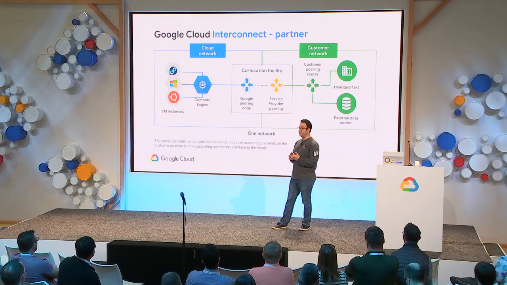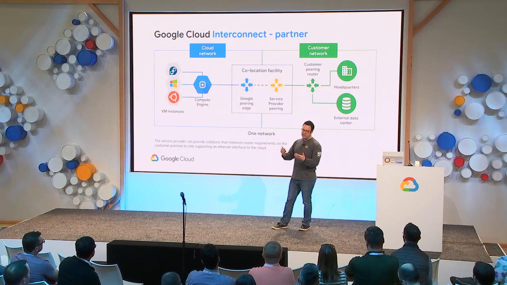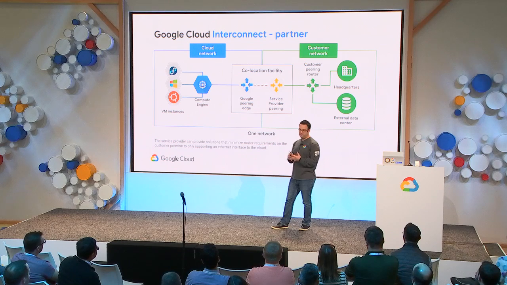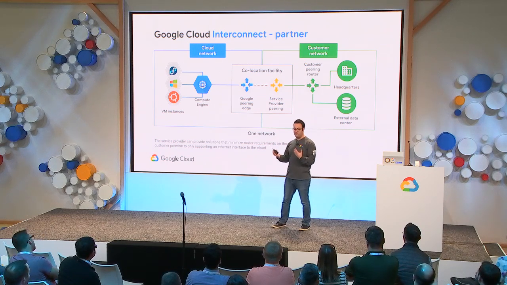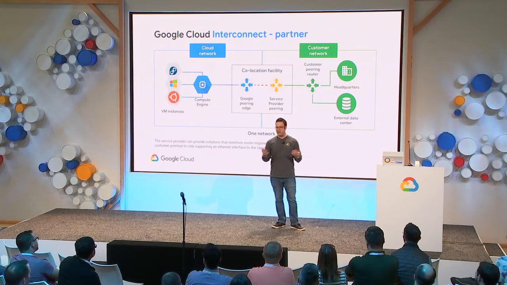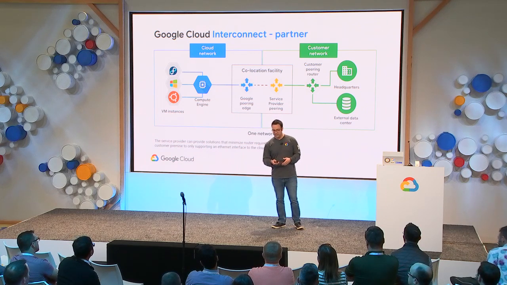Also, one thing that some partners are able to offer is that they can minimize the router requirements. So you may not need a router at the co-location facility yourself in case you want to do something like a multi-cloud scenario and want to connect cloud to cloud. Some partners offer the ability to connect two clouds together via a virtual router offering.